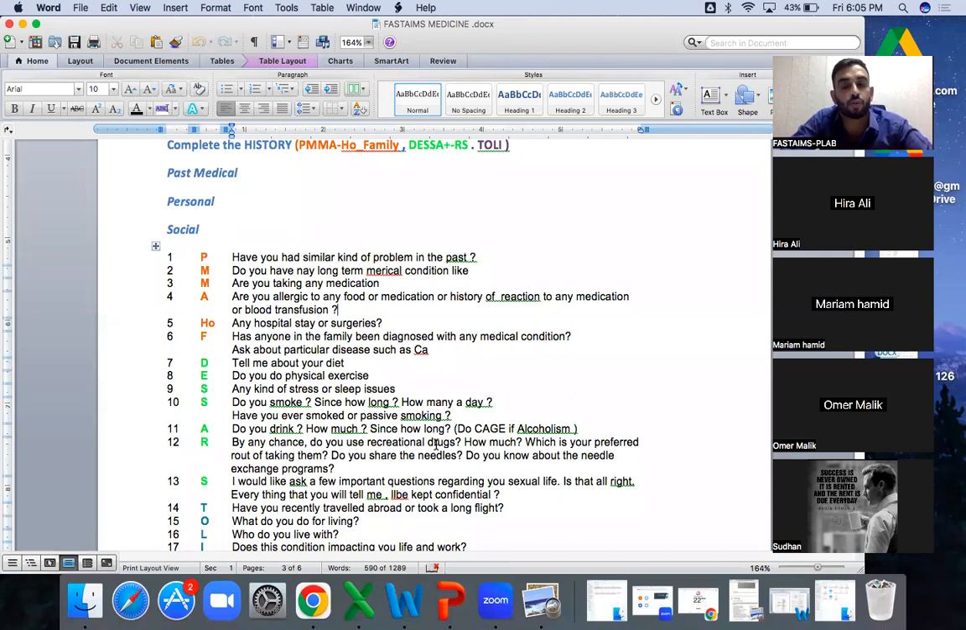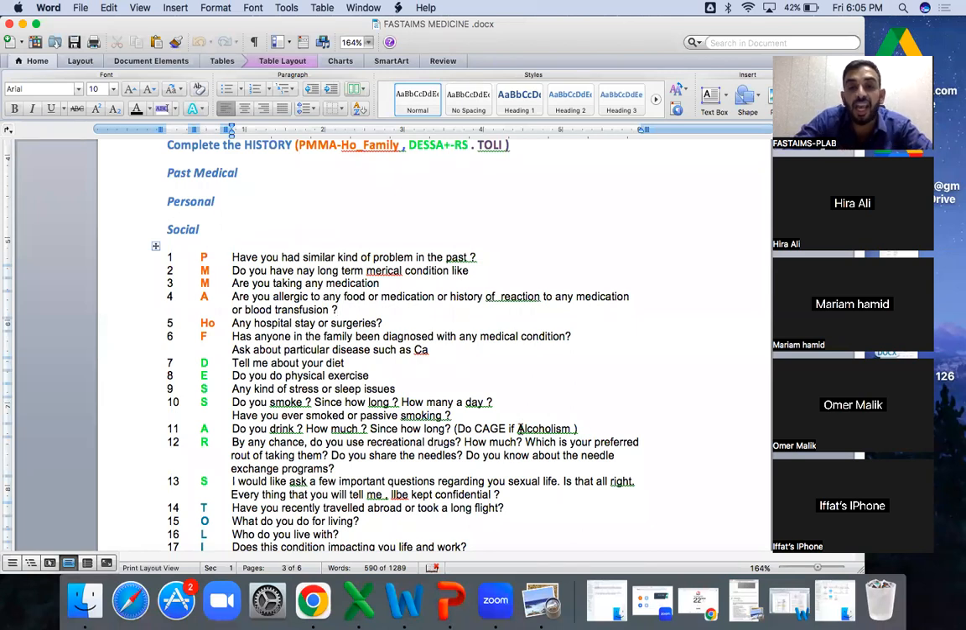But if the patient is a 20-year-old saying, I drink whenever I find the time, I'm at the party, I drink, then you need to ask, by any chance, do you use recreational drugs? If he or she says yes, then another window is open. What window is that? How much? What is your preferred route? Do you share the needle? Do you know about the needle exchange program?